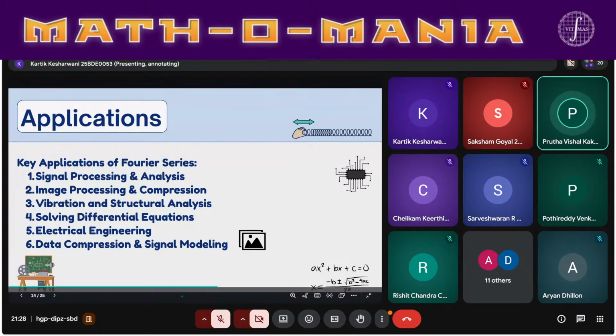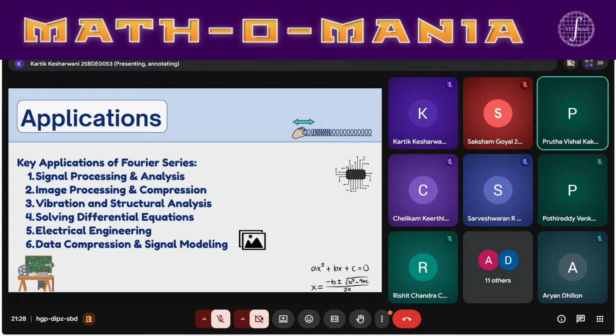Talking about the real world applications, they are widely applied in engineering, physics, and signal processing to analyze signals, solve differential equations, and compress data like JPEG images and MP3 files. Some of the key applications of Fourier series are signal processing and analysis. This is used to analyze the frequency spectrum of signals, filter noise from audio or communication data, and perform modulation and demodulation. Image processing and compression.